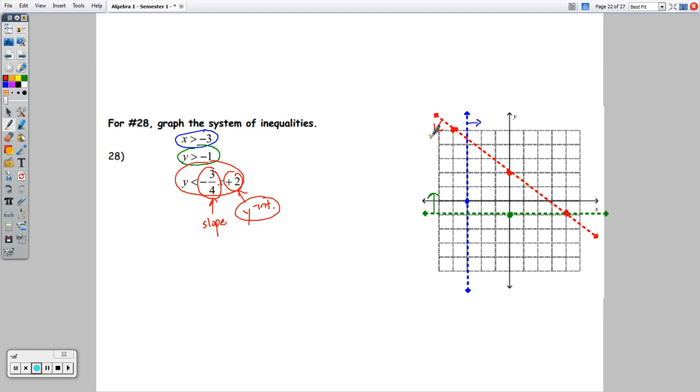So if you shade this one down this way, this one up this way, and this one to the right, what will they all have in common? They'll have this section here in common. Get the orange out for that. So they'll have this part here in common. So shade all that in as the dark final solution or final region for your answer.